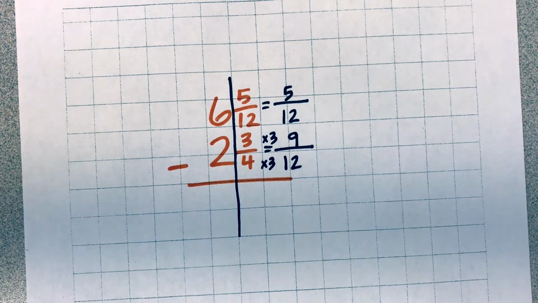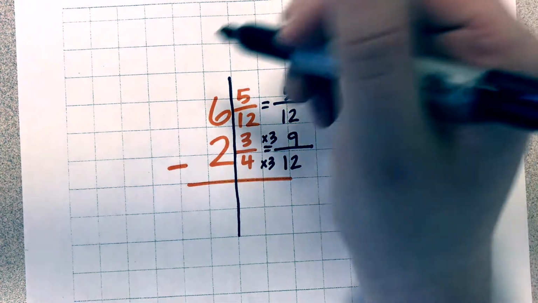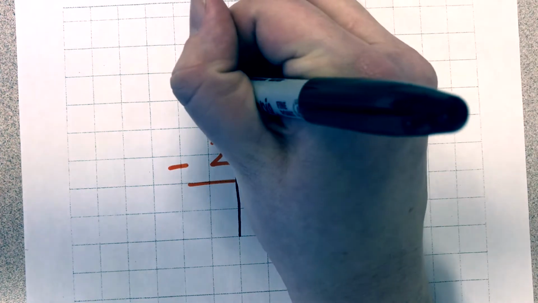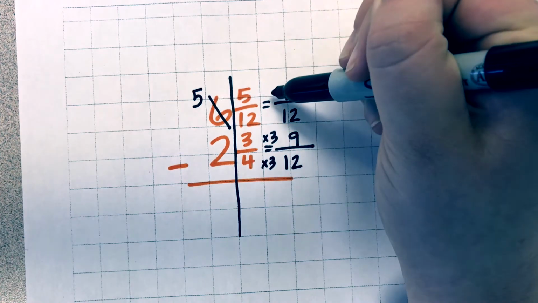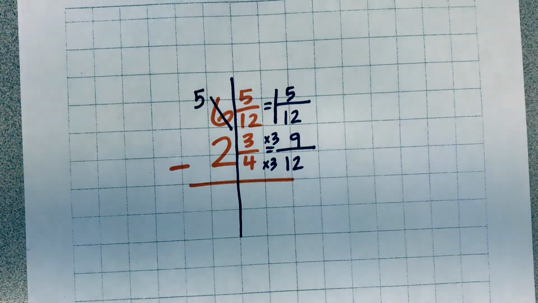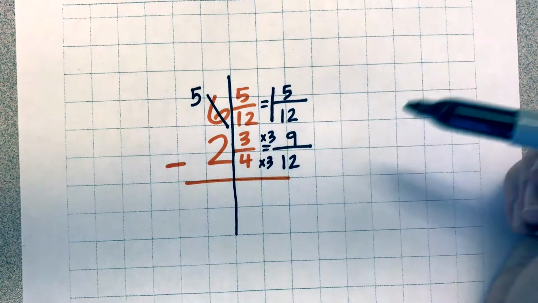So instead, we're going to do something called regrouping. We're going to borrow from our whole number on the top. We're going to borrow from the 6 and turn that into a 5. Then we're going to take that whole number we just borrowed and put a 1 in front of the 5/12. So now we have 1 and 5/12 minus 9/12. But we can't do that still.